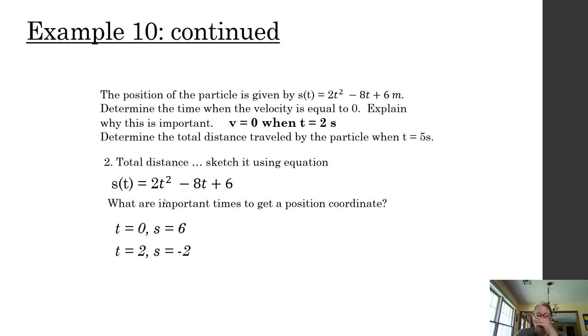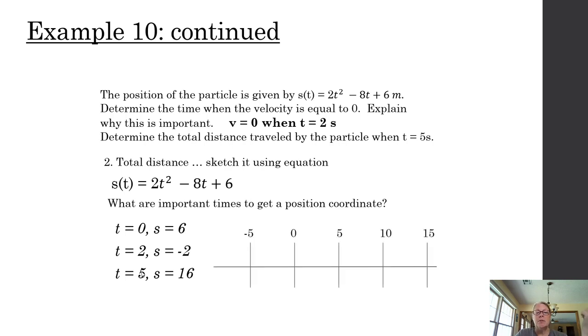Okay, so I'm going to be checking all of those things. That's where I turn around. So if I want to determine the distance traveled by the particle when t equals 5 seconds, then I need to plug in 0, that's where I've started, plug in 2, that's where I've turned around, and then plug in 5 so I can get my total.